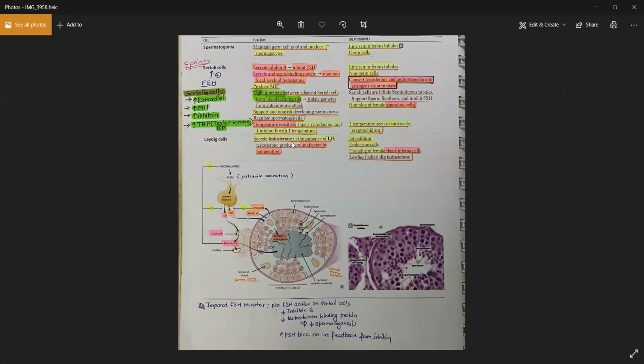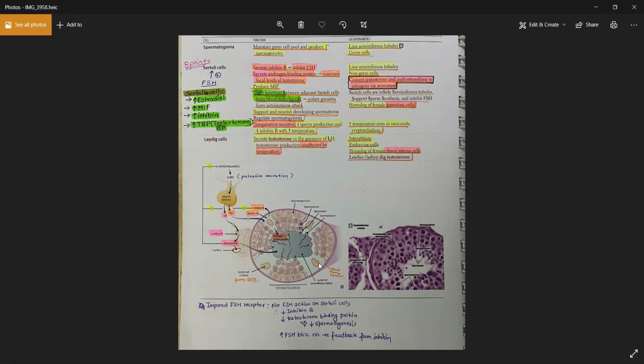So remember this fact also. The Leydig cells are not temperature sensitive. Only Sertoli cells are temperature sensitive. So you will have normal testosterone production but decreased sperm production because of the cryptorchidism. Please note that they are the homologous, or the analogs, of the theca interna cells. They are present in the interstitium.